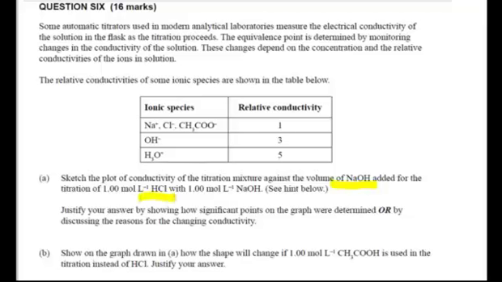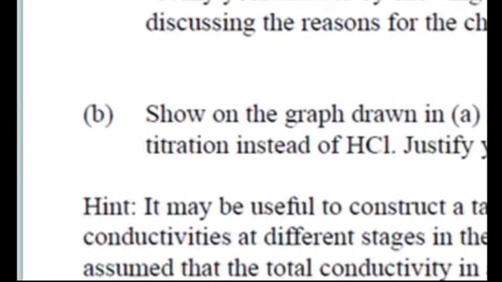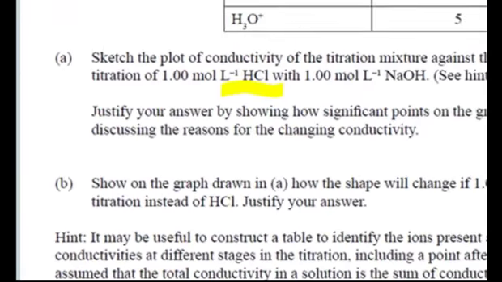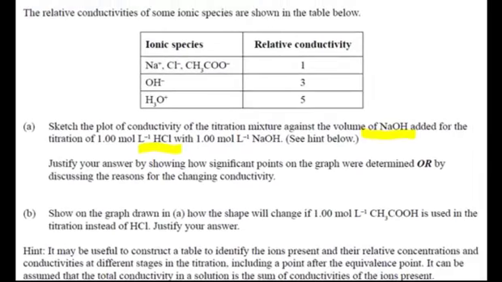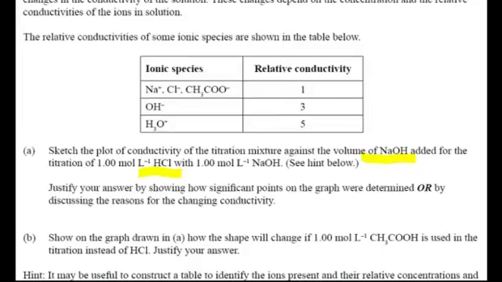Now the hint below that it refers to is that it may be useful to put a table together and work out the relative concentrations, and obviously from that you should be able to plot some kind of graph. And it's assumed that the total conductivity in a solution is the sum of the conductivities of the ions present. So you've been given some information in there. So we'll put together some kind of table and see how we go on that.